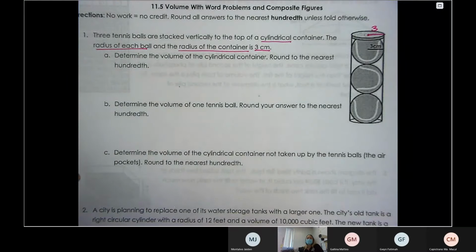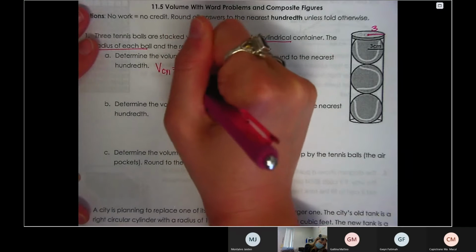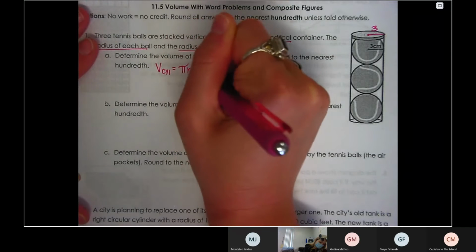It says, determine the volume of the cylinder container. Round to the nearest hundredth. So the first thing I have to do is find the volume of a cylinder. How do I do that? Look up at the board. It's up there. Pi r squared times the height. Good. So volume of a cylinder is pi r squared h.